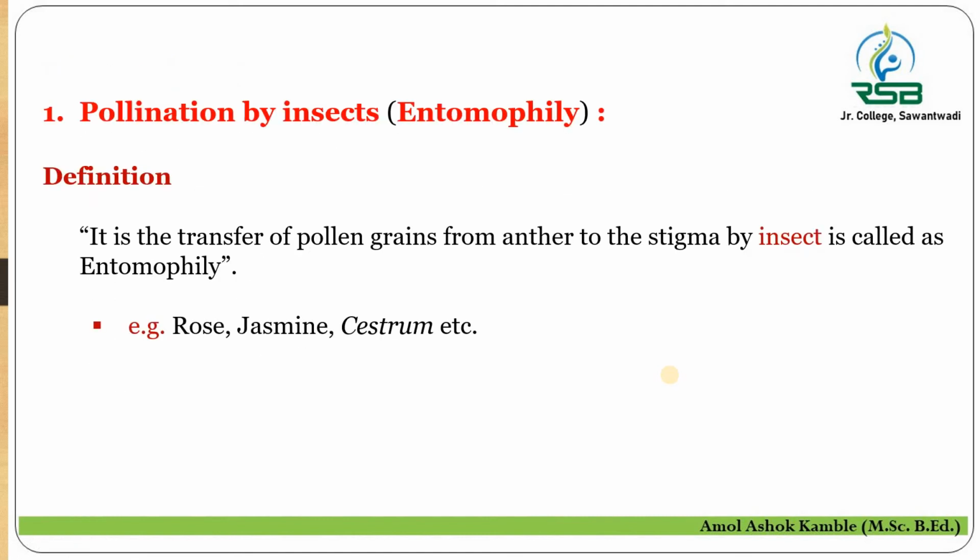Then let us come to know the first biotic agent, that is pollination by insects. It is called entomophily. Here the transfer of pollen grains from anther to the stigma by insects is called entomophily, and the plant is called an entomophilous plant. For example, rose, jasmine, cestrum are plants which show the entomophilous type of pollination.